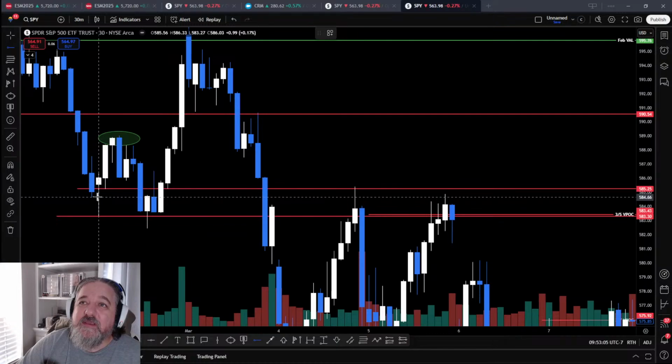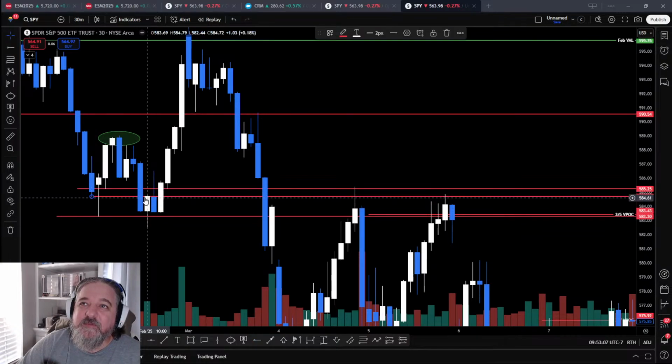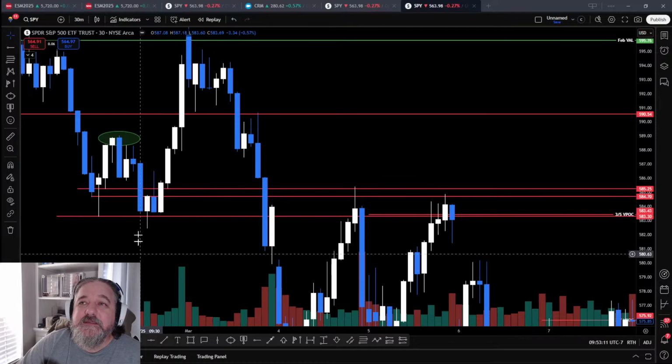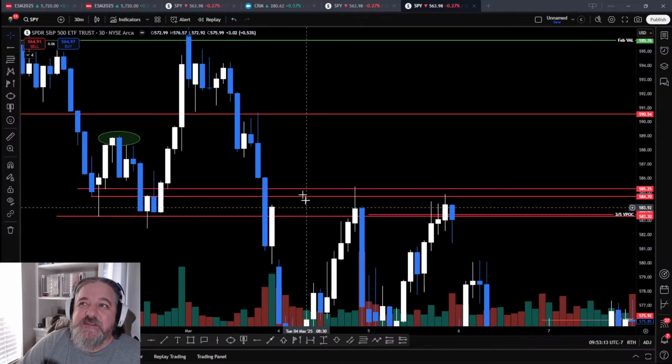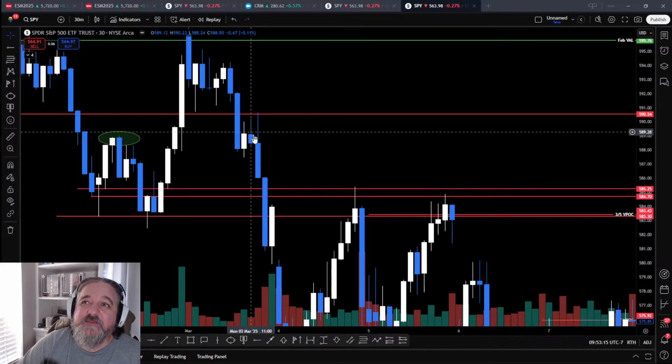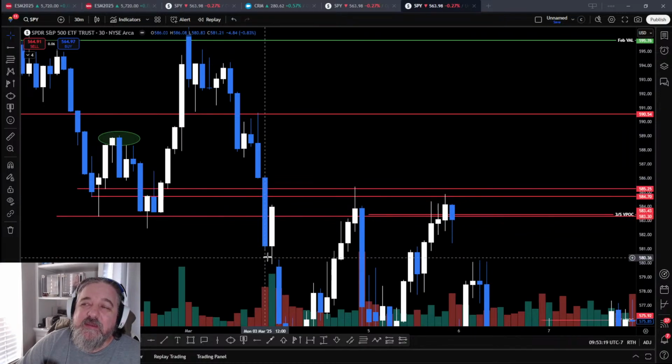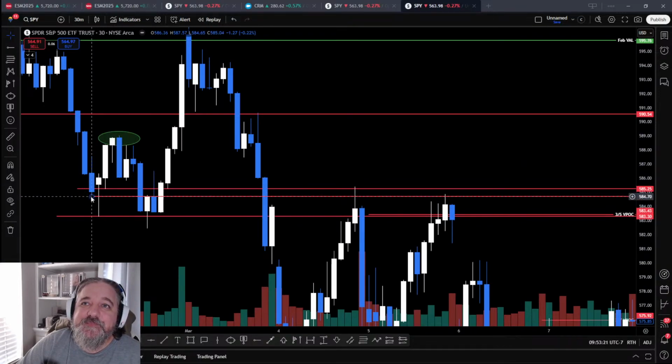If you're being more aggressive, you could target the bodies of these candles here and the wick of this candle there. Really just up to you at that point. But for me as a trader, I would be closing here. And then obviously, we went lower, and that's fine.